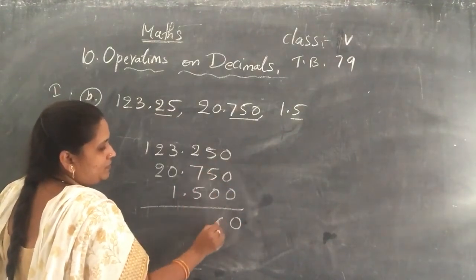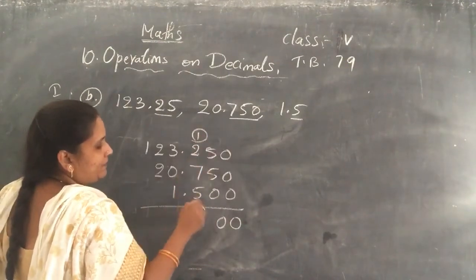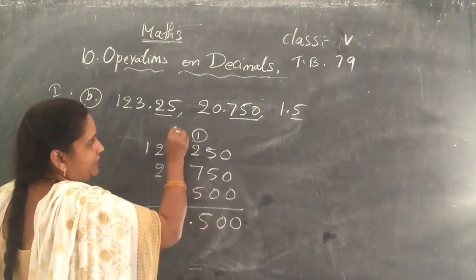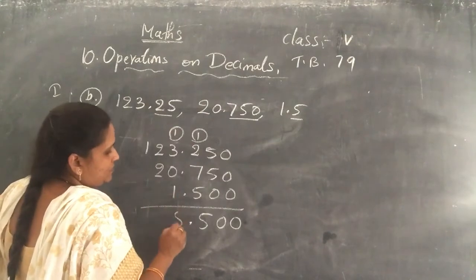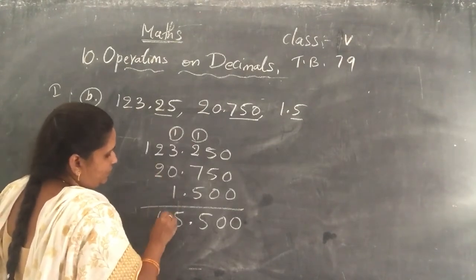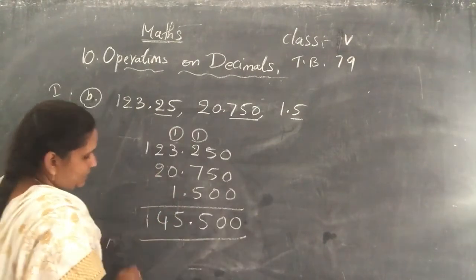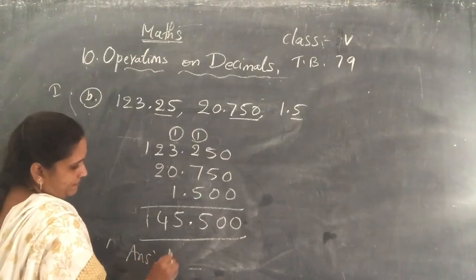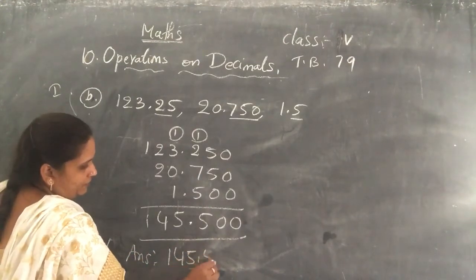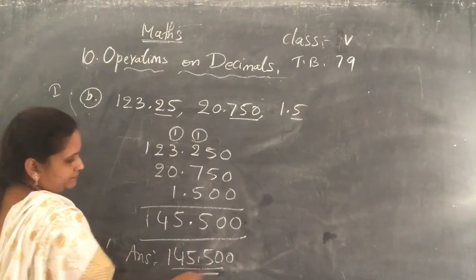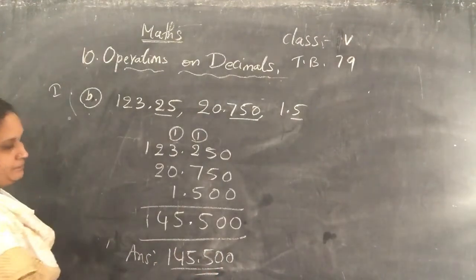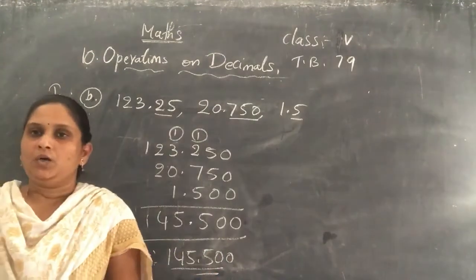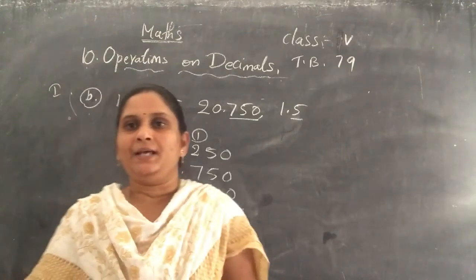5 plus 5 is equal to 10. 1 is the remainder. 10 plus 5 is equal to 15. 1 is the remainder. 4 plus 1 is equal to 5. 2 plus 2 is equal to 4 and 1. So the answer is 145.500. Okay, so the remaining sums you have to do as homework.